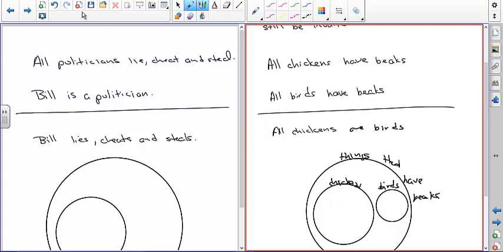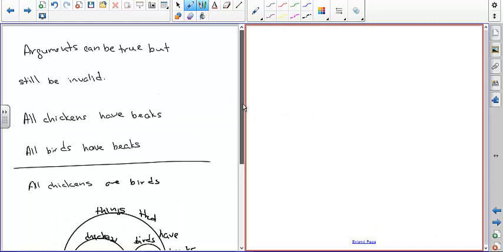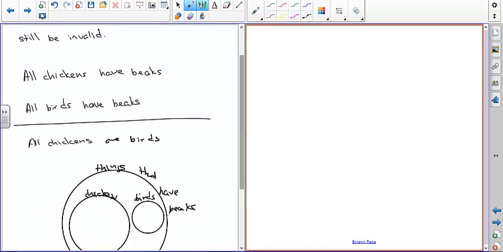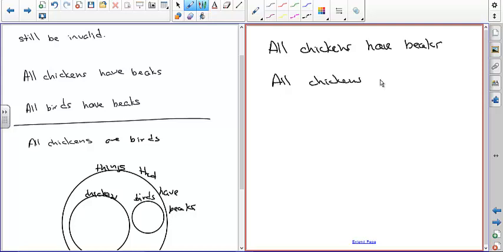So how would I rewrite that so that it would be a valid argument? Actually, it would have to be: all chickens have beaks. All birds... all chickens are birds.